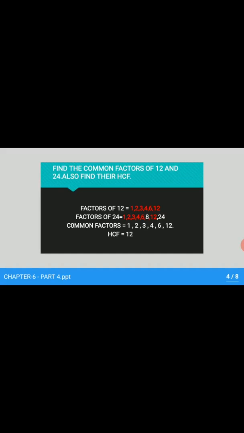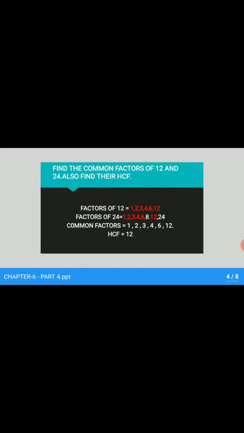Clear? Firstly, I will write the factors of 12. Factors of 12 are 1. After that 2, because 12 comes in the 2 table. Then 3. In the 3 table 12 comes in the 4th position. Then 4. Then 6 and at the end 12 itself.